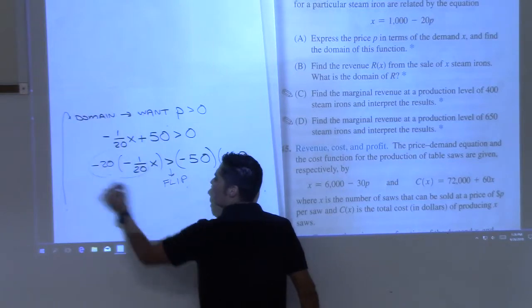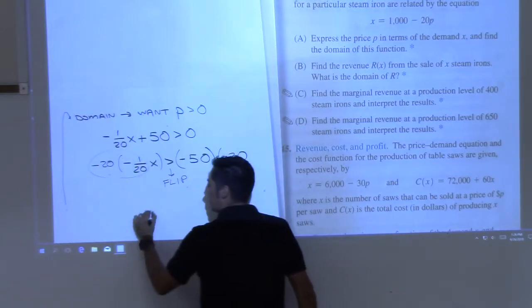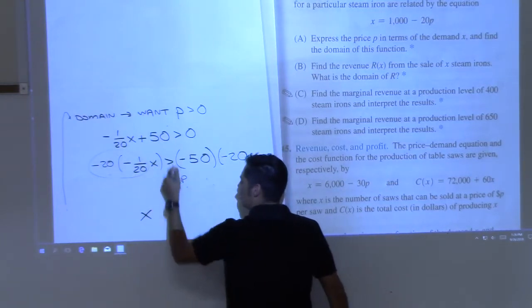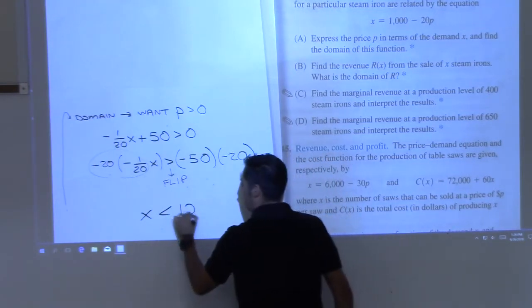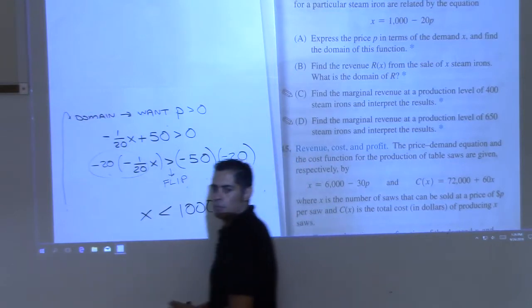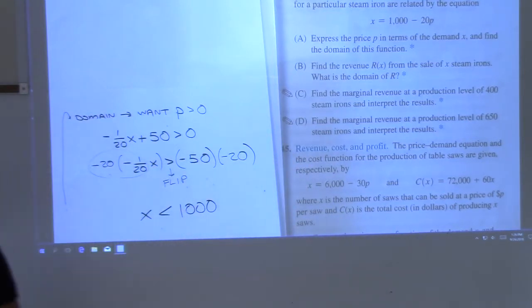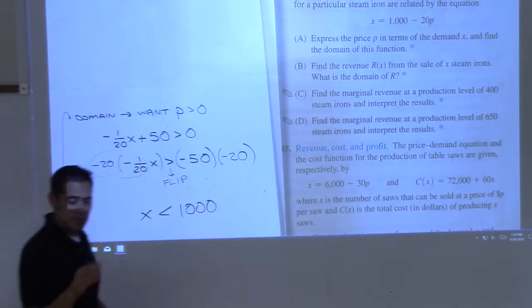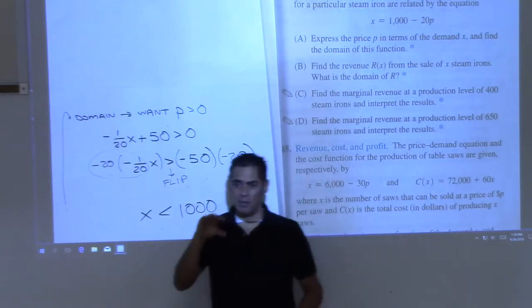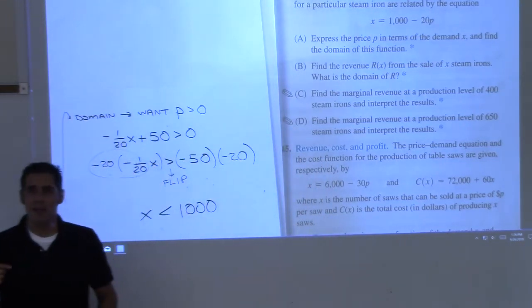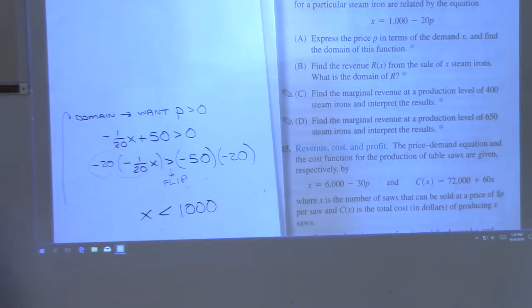The whole reason we did that is because that's 1. So we get 1x there. This flips to less than, and then this side's what? 1,000. Whenever you multiply or divide both sides by a negative number, the inequality must flip. That only works with inequalities. And that has to do with the property that when you multiply two negatives, you get a positive, so it changes the way it faces.